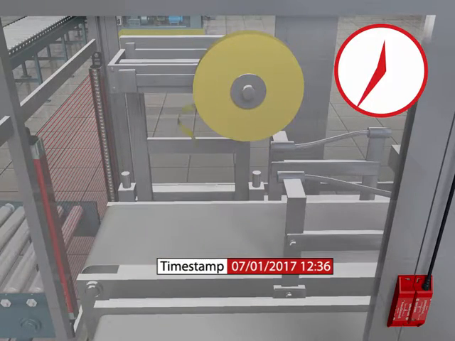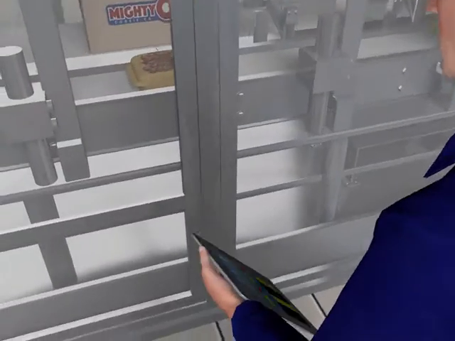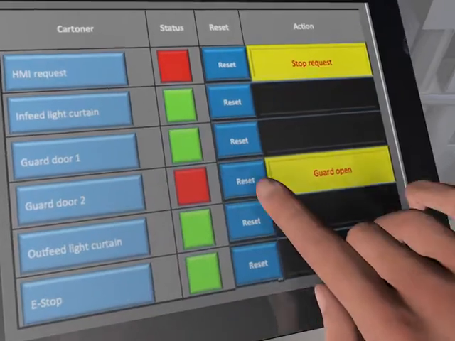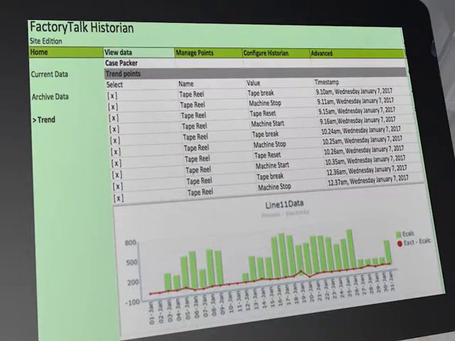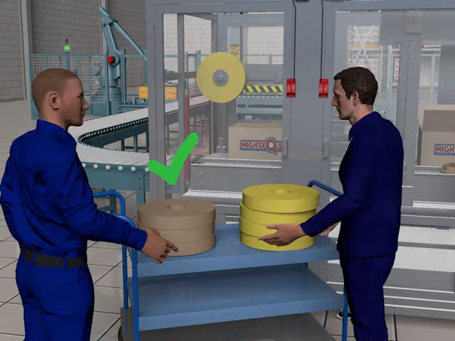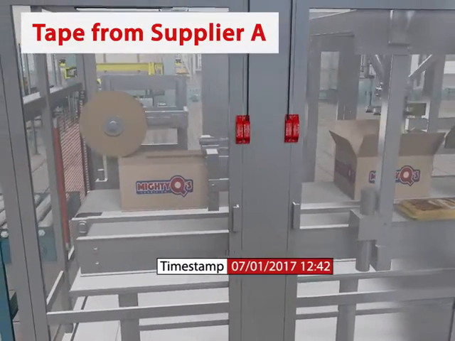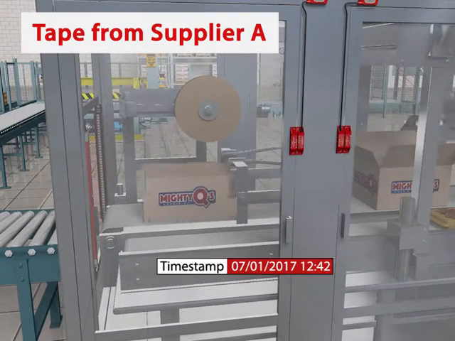The production manager has access to this data and notices repeated machine downtime on the cartoning machine. He also sees that it is often a specific guard door being accessed, where the tape reel is located. When discussing the reasons with the operator, a decision is made to revert back to the original tape reels. Capturing individual device operation helps identify issues that may not have been raised by the machine operator.